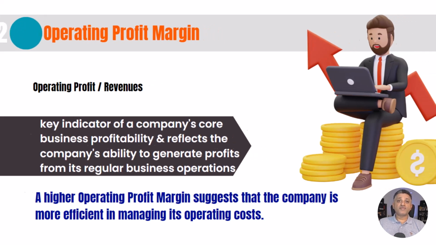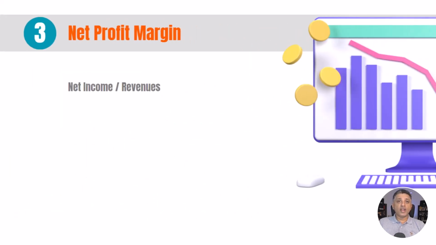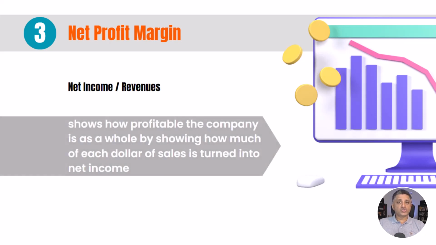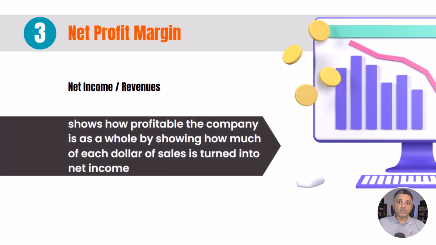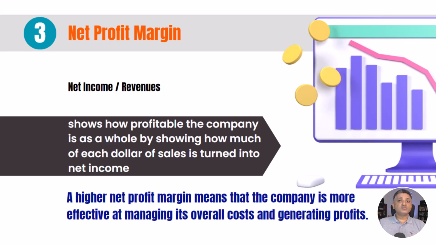C. Net profit margin. The net profit margin is an all-encompassing profitability metric that accounts for all revenues and expenses, including non-operating items such as interest and taxes. This ratio shows how profitable the company is as a whole by showing how much of each dollar of sales is turned into net income. A higher net profit margin means the company is more effective at managing its overall cost and generating profits. In addition to these three main ratios, there are a number of other ratios that can give you more information about how well a company is doing financially.